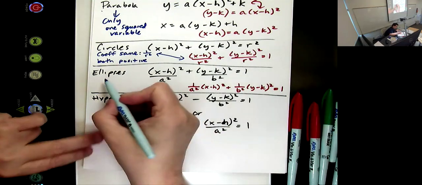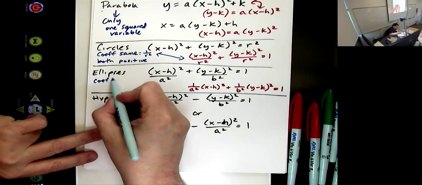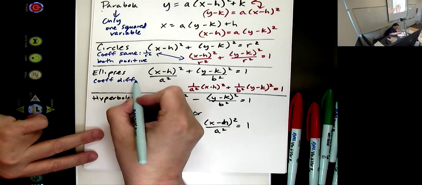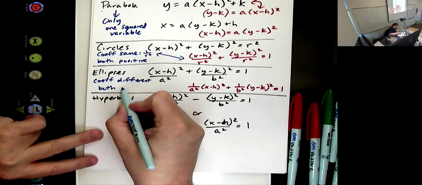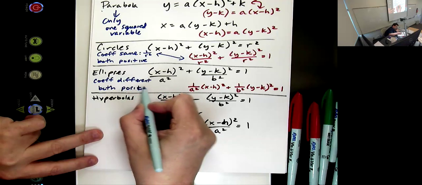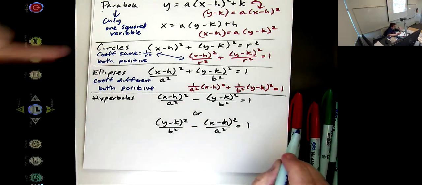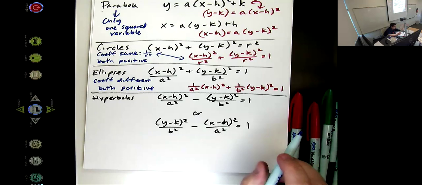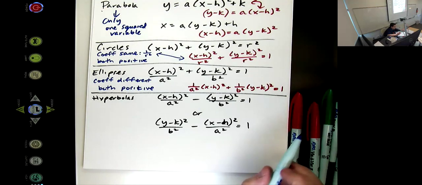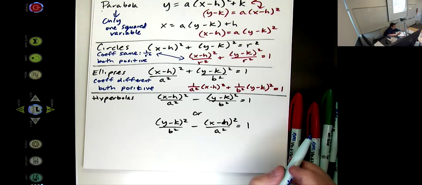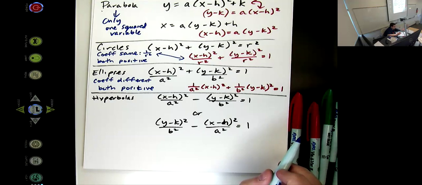Their coefficients are different, but both are positive. And this is going to happen even before you write it in this form, like if you get some messed up equation that's got no parentheses and you have to complete the square a bunch of times. You can always look at the coefficients on the x squared and the y squared. It's always going to tell you right away: parabola, circle, ellipse, or hyperbola.